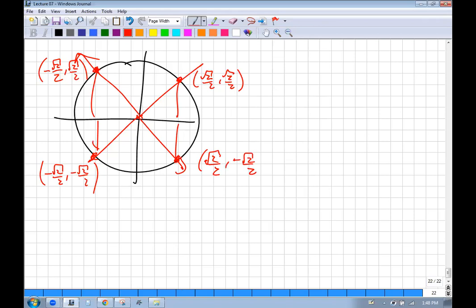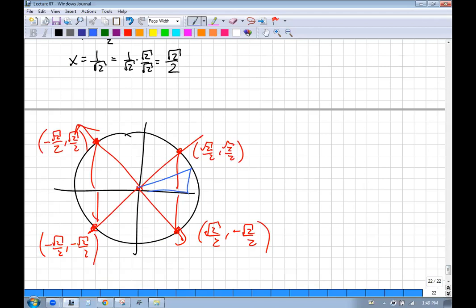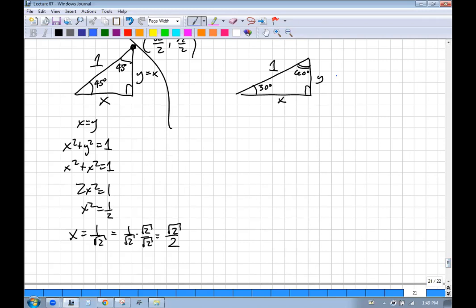Great. Now, what about this one? If I figure out what this is, if I figure out my x and y, then I will know the coordinates for this one, this one, this one, this one, this one, this one, this one, and this one. I'll know all those coordinates, so I'll know all my sines and cosines. The trick is figuring out what x and y is.